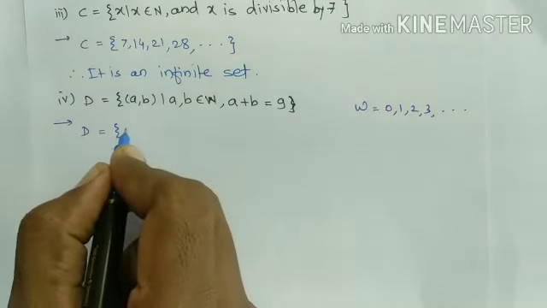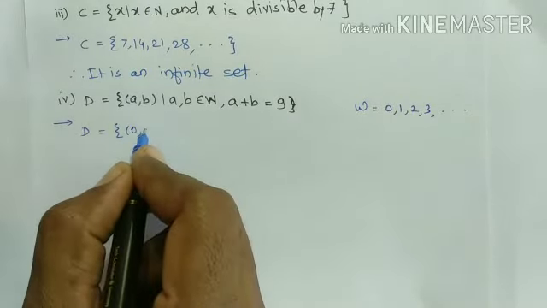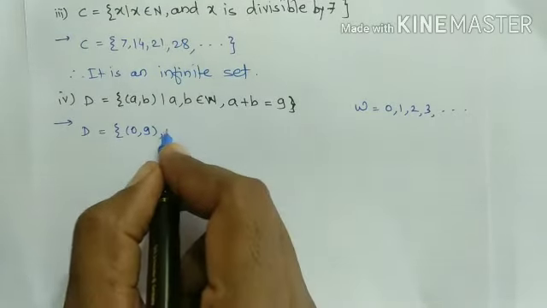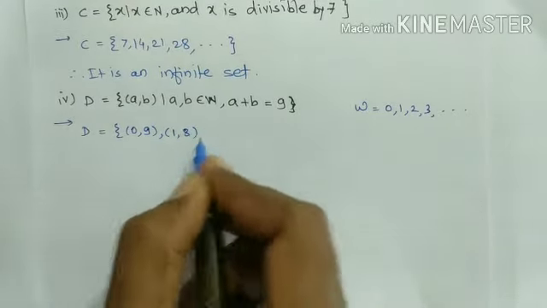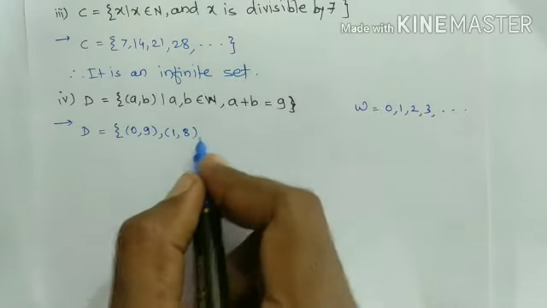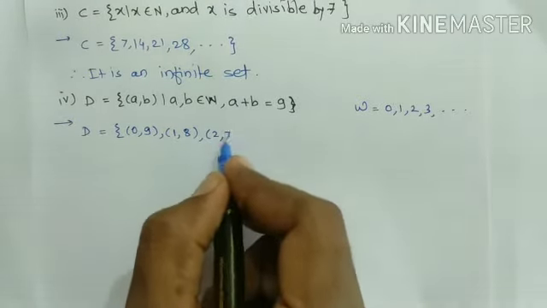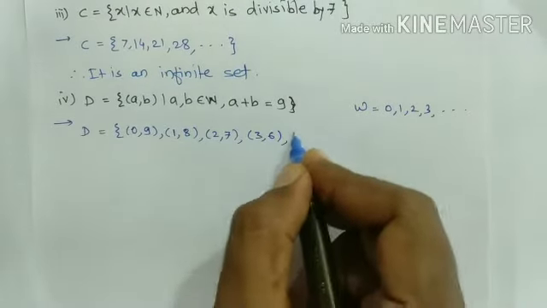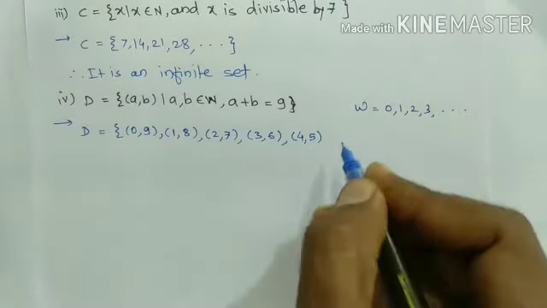0 plus 9 equals to 9. That's why first pair is 0, 9. Then 1, 8. The sum of these two equals to 9. Then 2, 7, 3, 6, 4, 5.